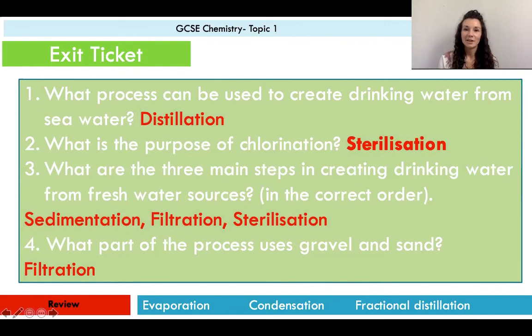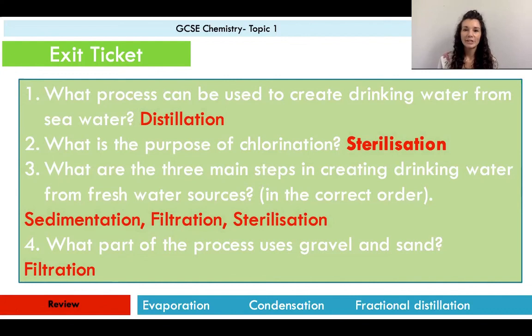Well done. So the process that can be used to create drinking water from seawater is distillation. Remember that evaporation of water and then the condensation in order to separate it out, we call that distillation. What's the purpose of chlorination? It's to sterilize it, or I'd give you the mark if you put kill bacteria or something like that.